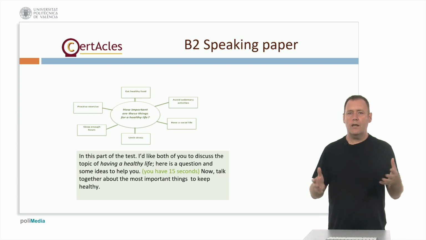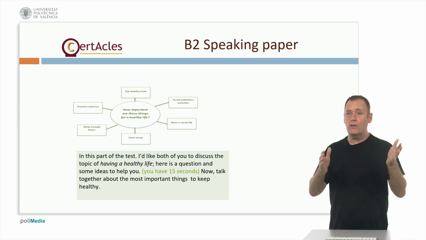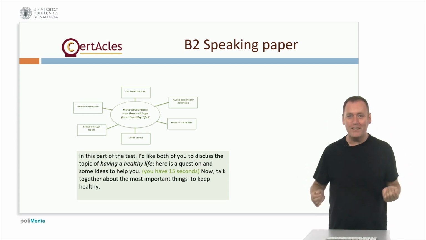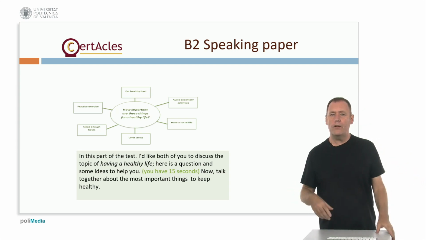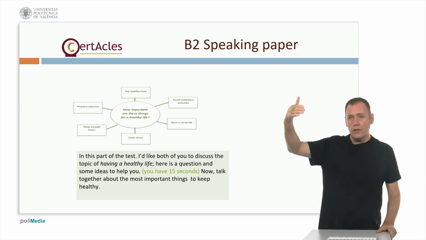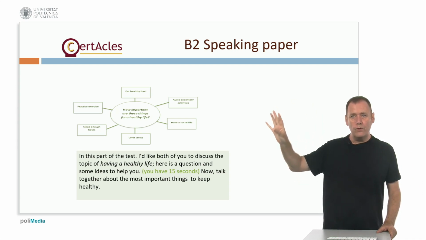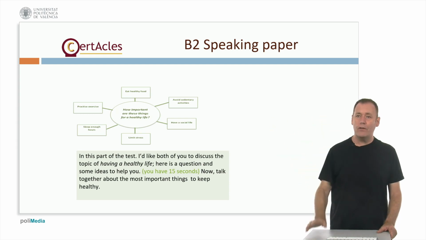In this part of the test, I'd like both of you to discuss the topic of having a healthy life. Here's a question and some ideas to help you. You now have 15 seconds to look at the task. Then I'll give you 15 seconds to get some ideas. Now talk together about the most important things to keep healthy. So you discuss, you see how you've got the different options. That's the way you should go about it, going through the options together so you can make a decision about the question.